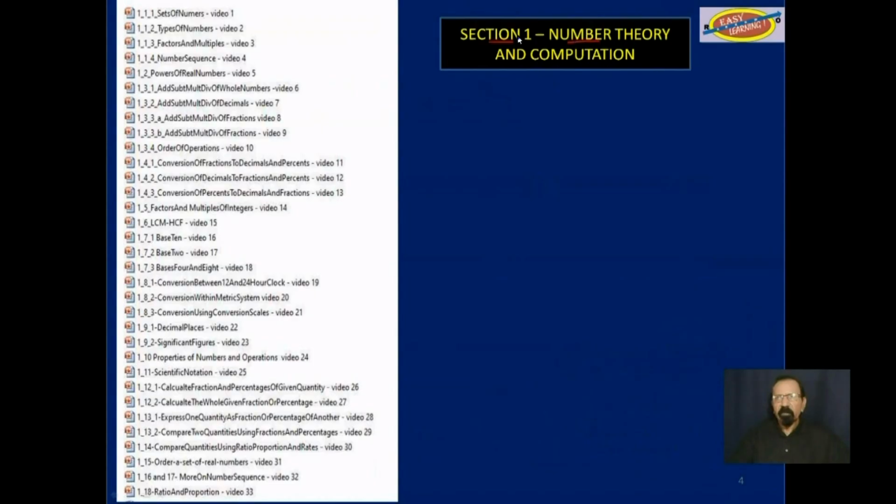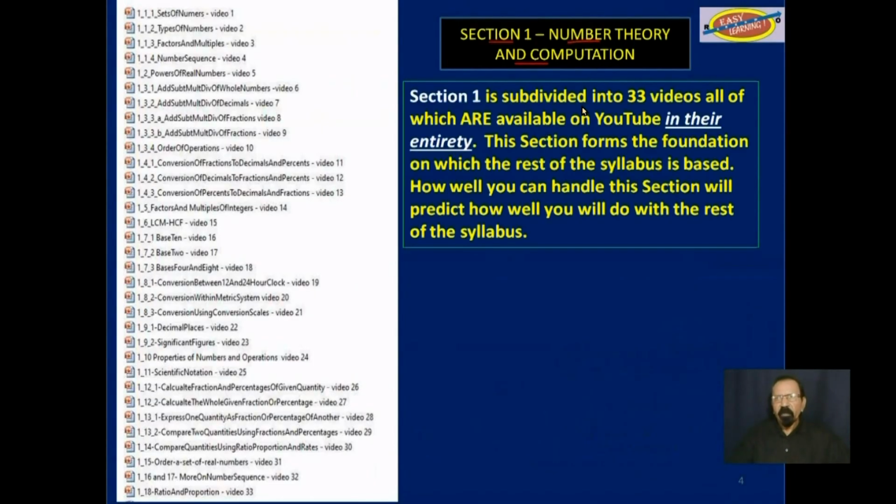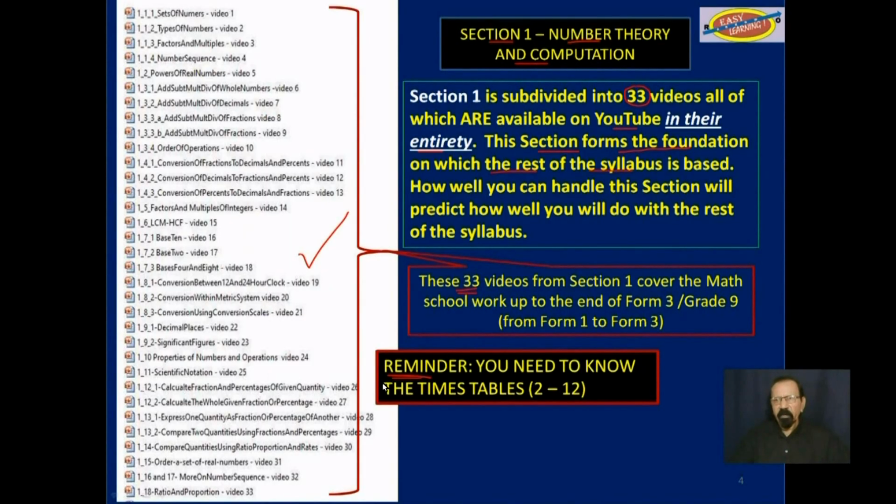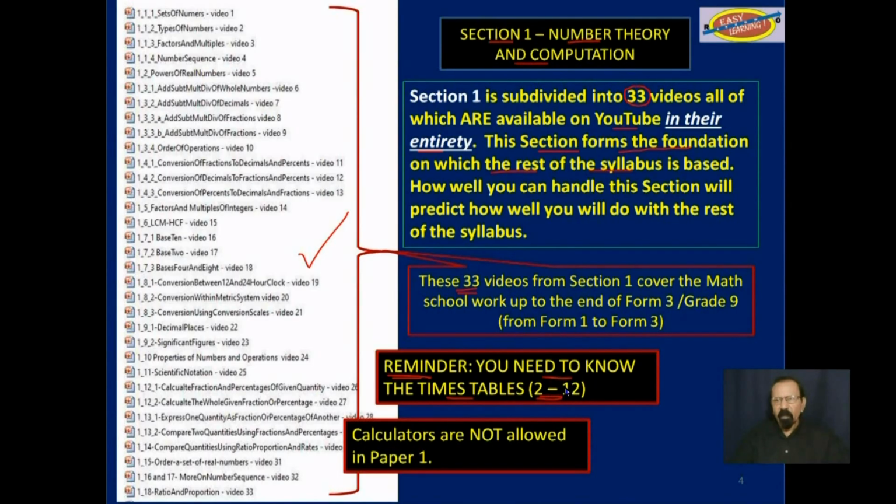Section 1, number theory and computation, is made up of 33 videos, as I just pointed out, and they are all published on YouTube in their entirety, especially since this section forms the foundation on which the rest of the syllabus is based. These 33 videos you see here on the left, please make sure you view all of them and know them. A reminder here: you need to know the times tables 2 to 12, especially since calculators are not, I repeat, not allowed in paper 1.